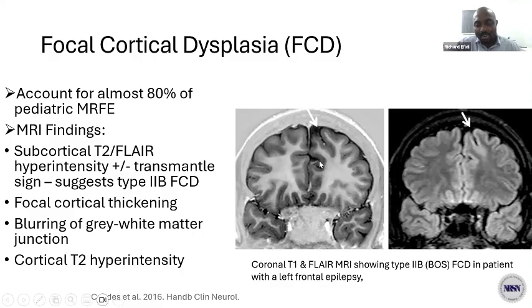So in this coronal T1 weighted image, we can appreciate this area of cortical thickening in the left frontal cortex, which appears as T2 FLAIR hyperintensity. And usually this subcortical hyperintensity gives rise to what we call the bottom of sulcus sign, which is common in a subtype of focal cortical dysplasia type 2.